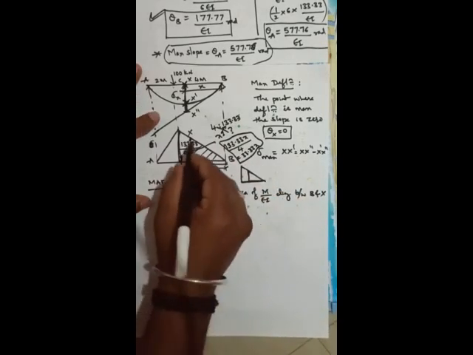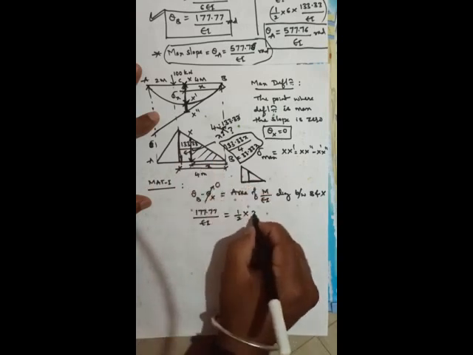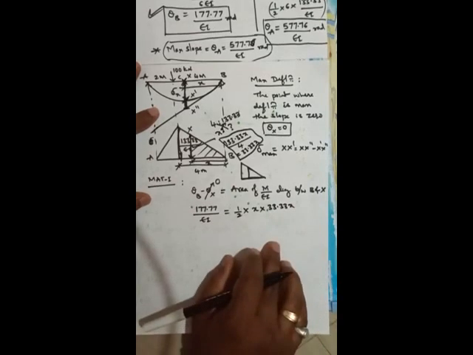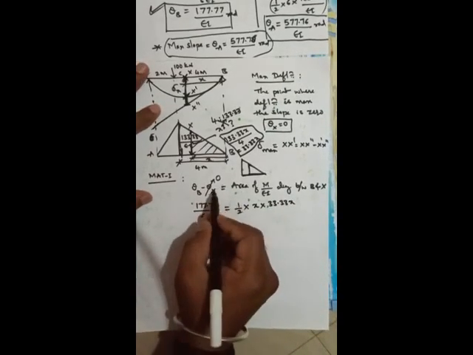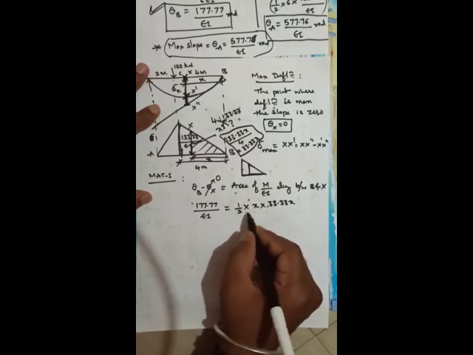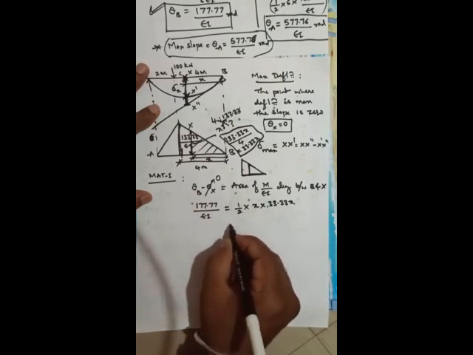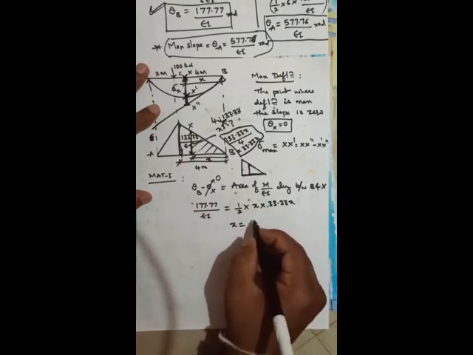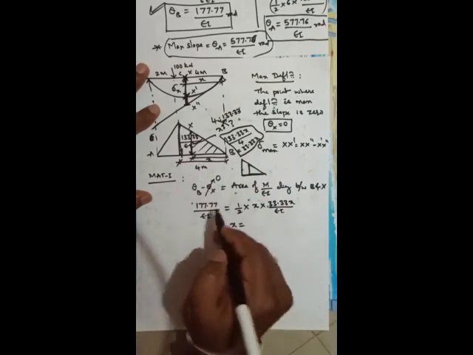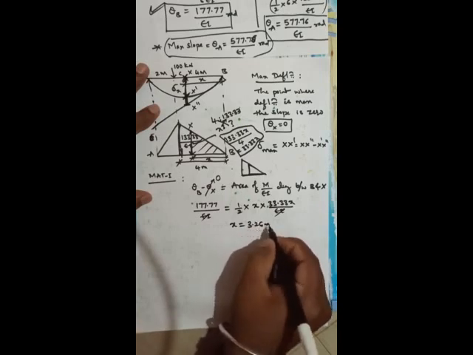So let us write the area of this triangle between B and x. Half into base x into height 33.33 x, correct? Again, this theta B is already known, theta x is 0, so simplify this for x. You will get 33.33 x square divided by 2, and this side is 133.33 by EI, correct? This EI gets cancelled. x you will get as 3.26 meters.